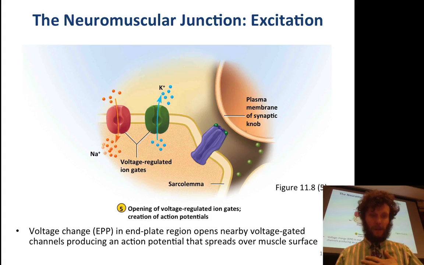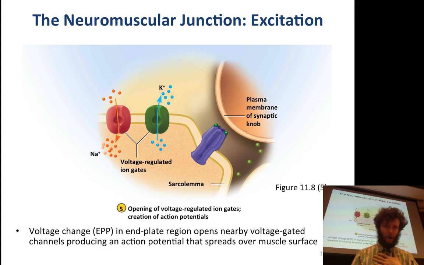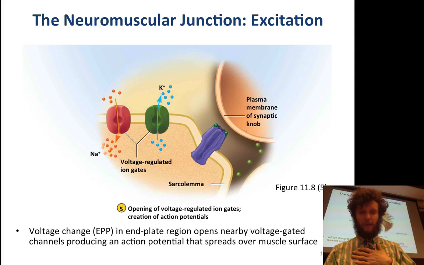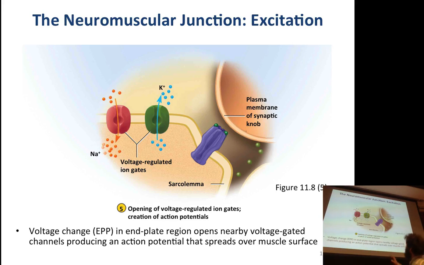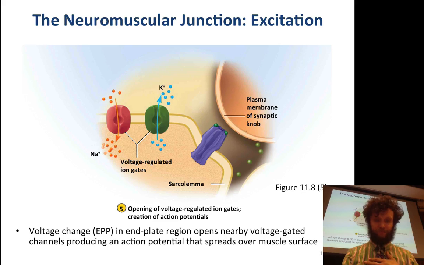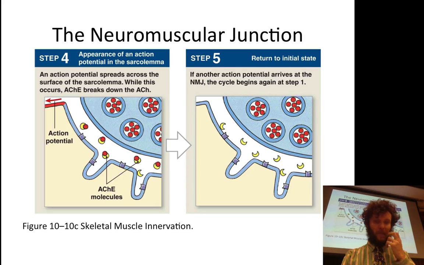Pardon me. Once the membrane has been depolarized, other voltage-regulated ion gates begin to open. So the trigger is chemical, but then it gets propagated through voltage-gated ion channels once we have the depolarization. And it begins to spread away from the site of the original synapse and moves out along the surface of the sarcolemma towards the T-tubules.